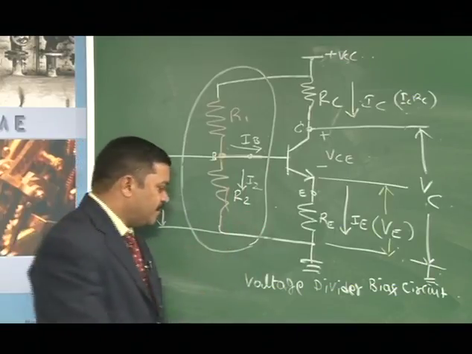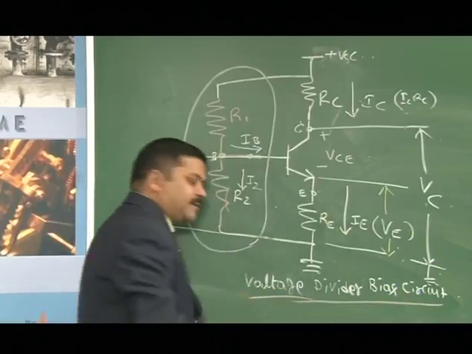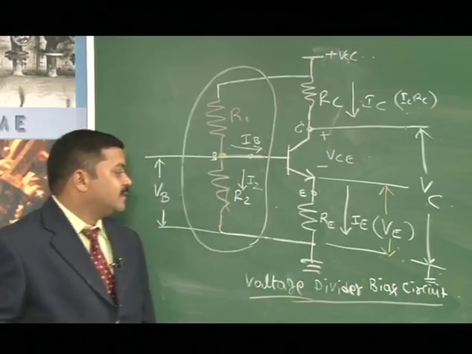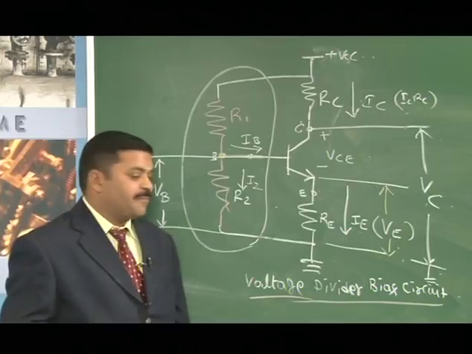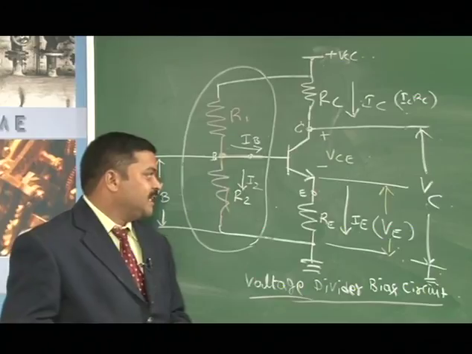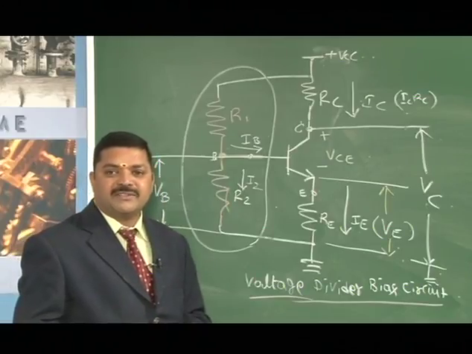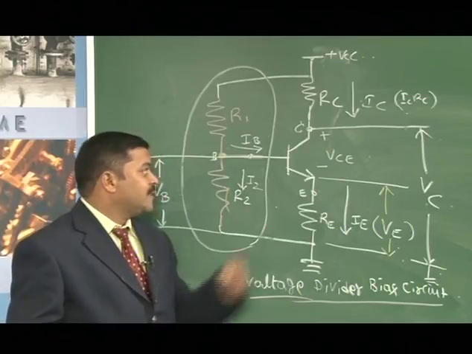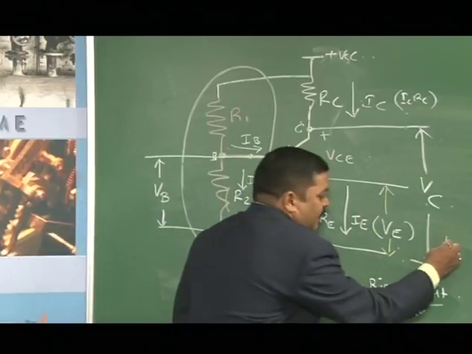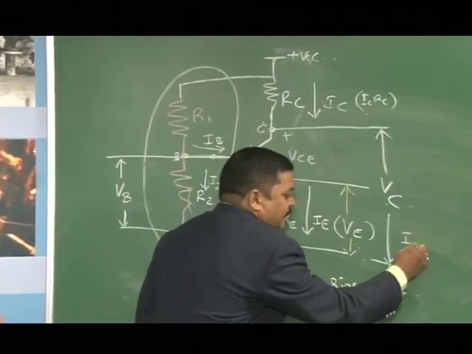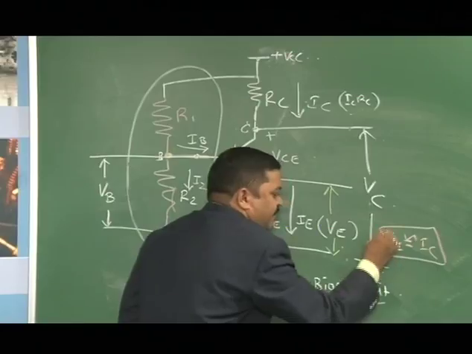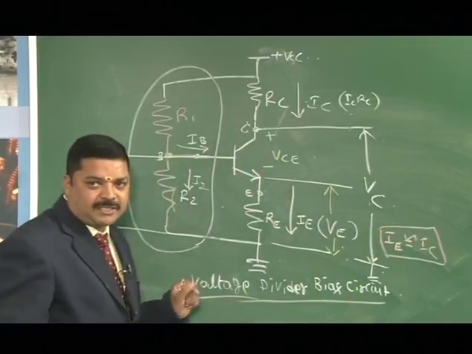My question is, there are two analyses here. One is the exact analysis or the precise analysis. The other one is the approximate analysis. When to use approximate analysis and when to use precise analysis? So this is approximate analysis. We will approximate here as IE is approximately equal to IC.